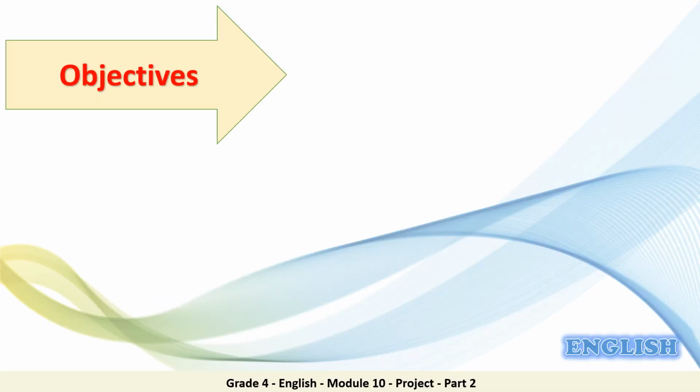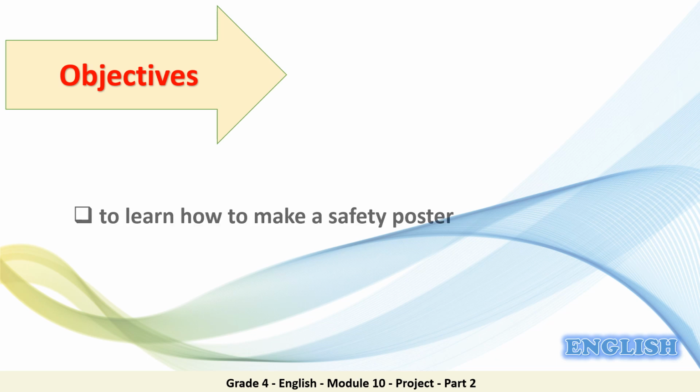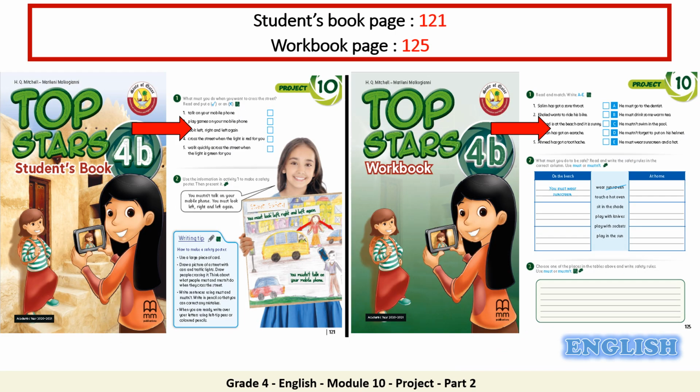As for the objectives of the lesson, by the end of the lesson, you will be able to learn how to make a safety poster. Now make sure you open your student's book on page 121 and your workbook on page 125.